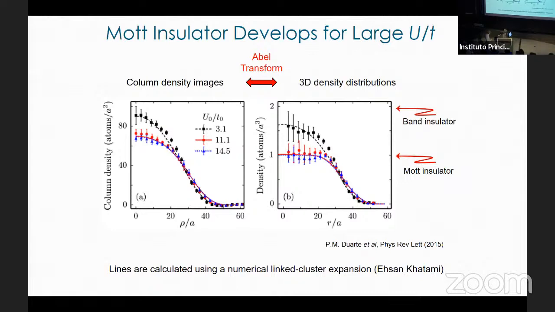The theory was done by Ehsan Khatami, who's at San Jose State University. And Ehsan did something called the numerical linked cluster expansion, for those of you who are in the know on this kind of stuff. And you can see that they got these compressibility measurements right on. I think there's only one adjustable parameter.